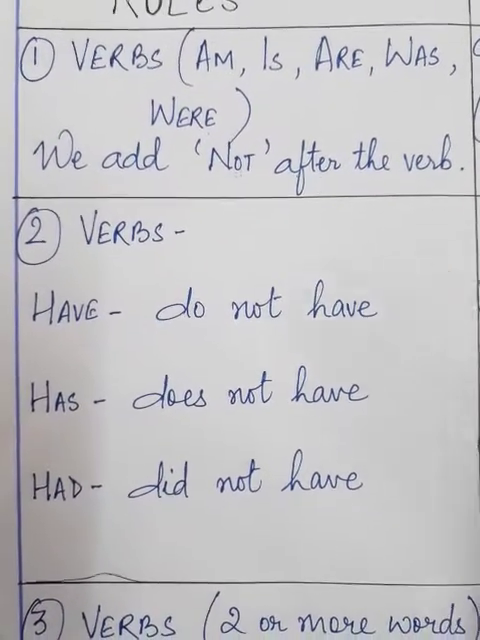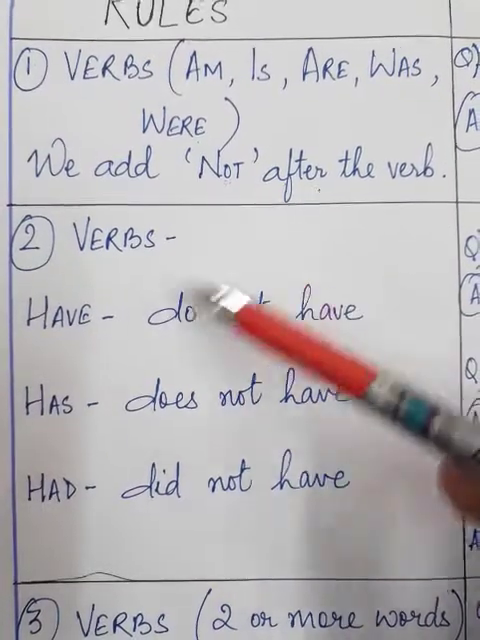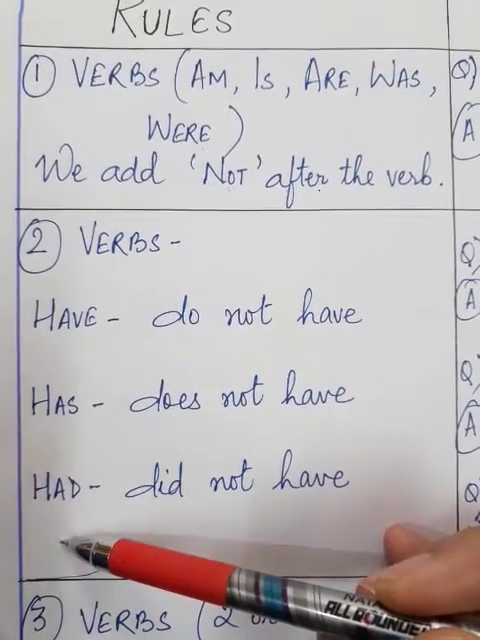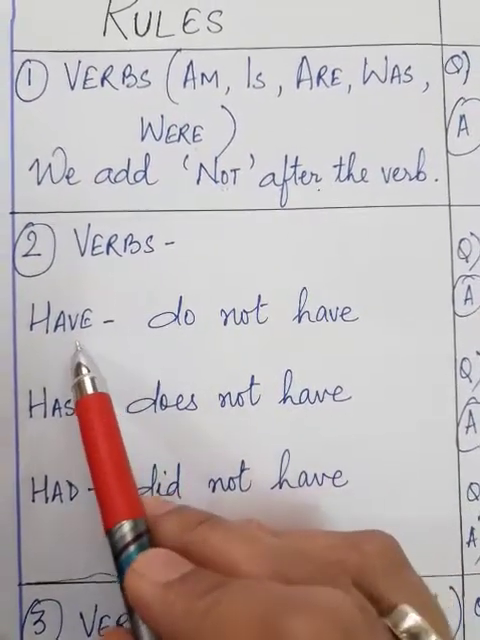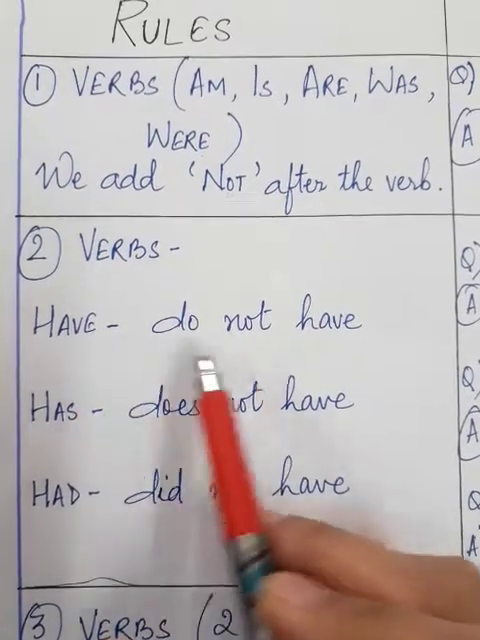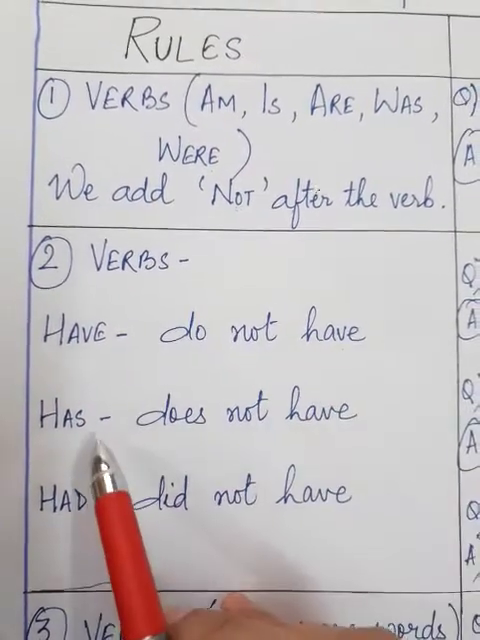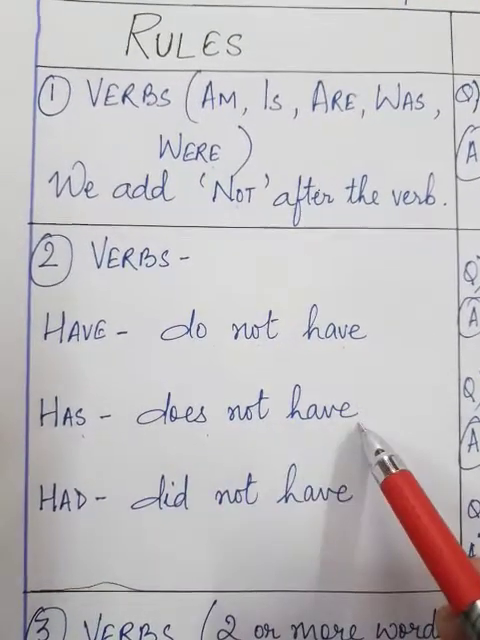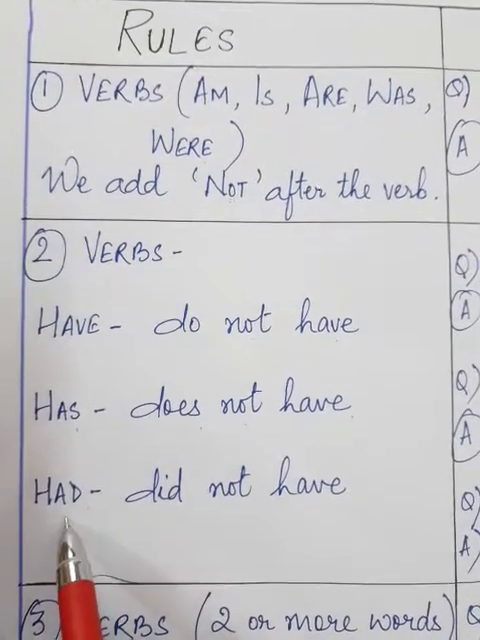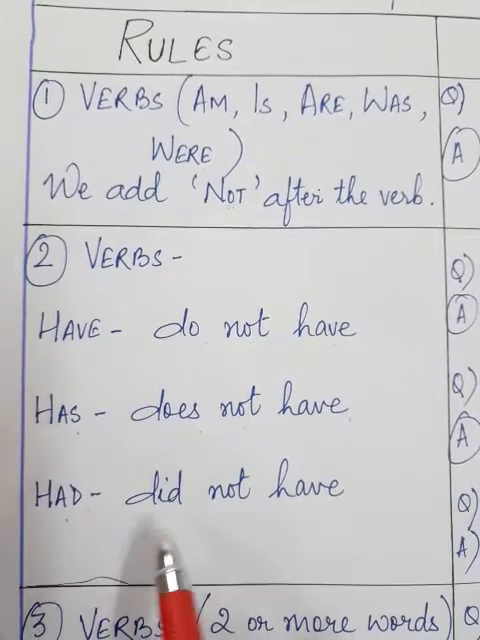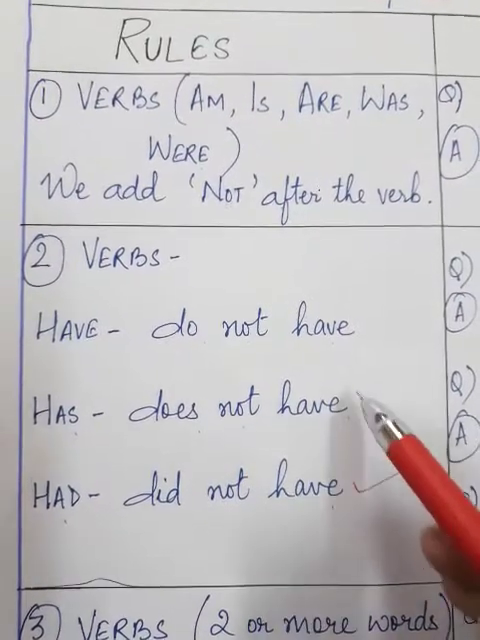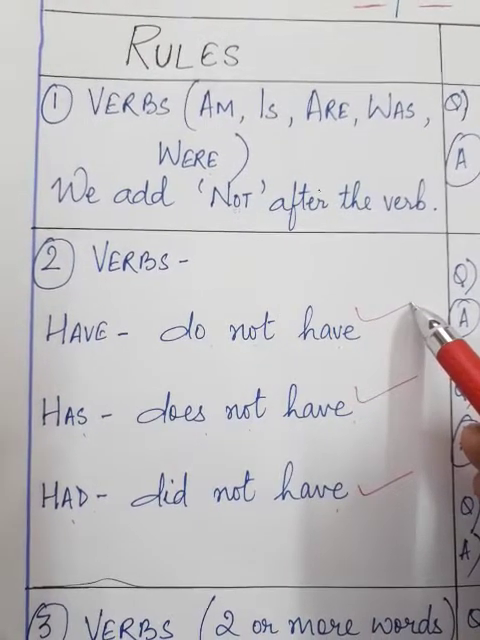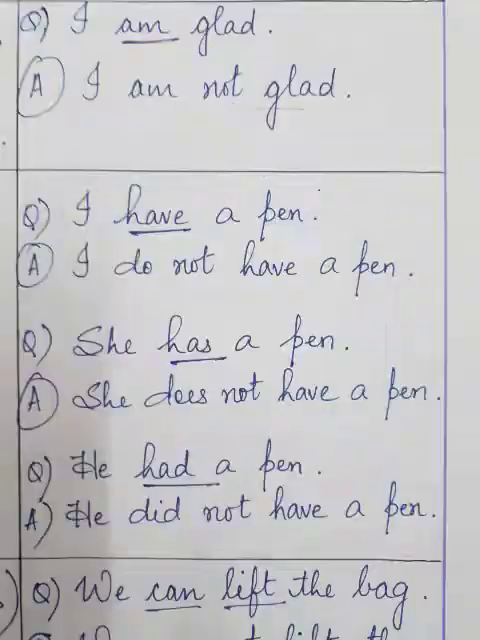Rule number 2. If we have sentences with verbs like have, has and had, then what are we supposed to do? If we have the word have in our sentence, we will change it to do not have. If we have has in our sentence, we will change it to does not have. And if we have the word had in our sentence, we will change it to did not have. These are a few rules that you need to remember. Okay? I have a few examples to make the concept clear.